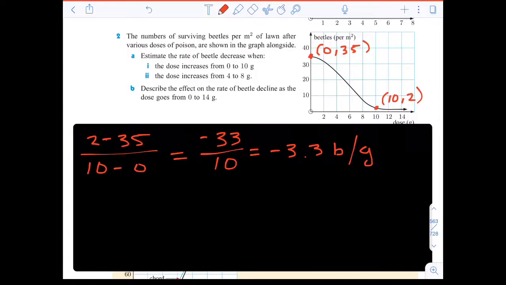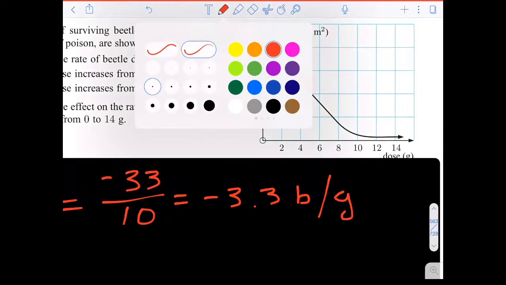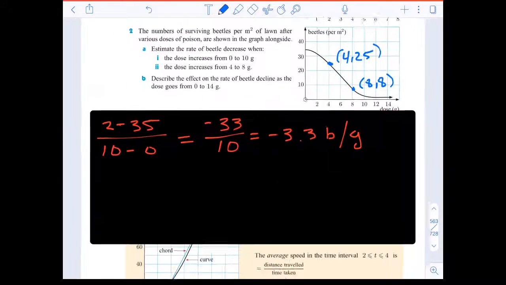Second one says, what about between 4 and 8? So we go back to this graph, same idea. I'm going to take off the ones that we know. So we're just looking at the average rate of change between different spots. So 4 would be about here. I'll use a different color. 4 would be about here, which is 4 and 25. 8 would be about here, which looks to be about maybe 8 and 8. And we find the rate of change between those.